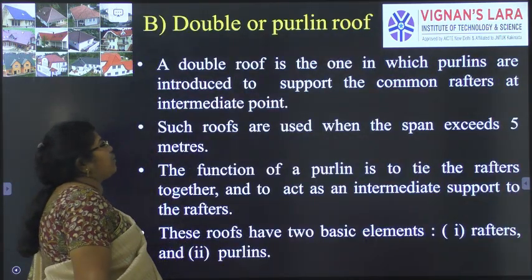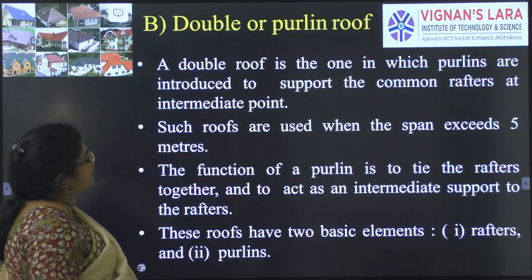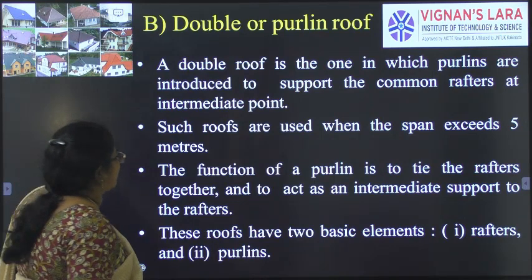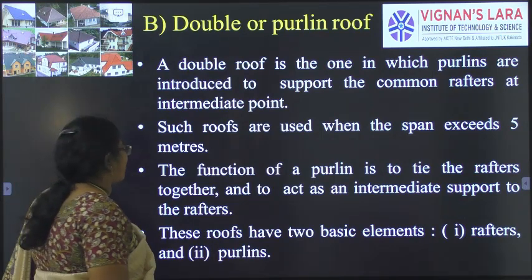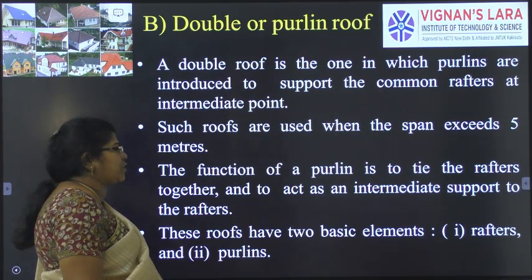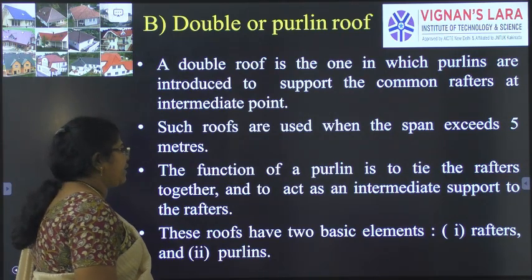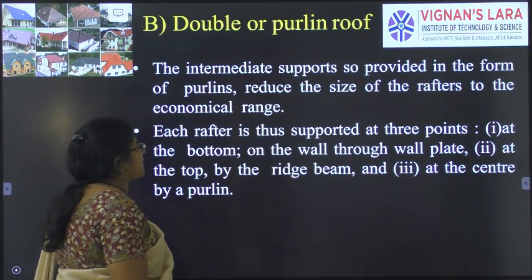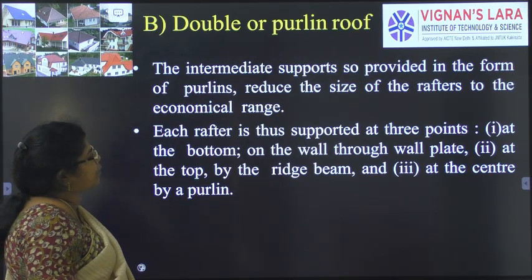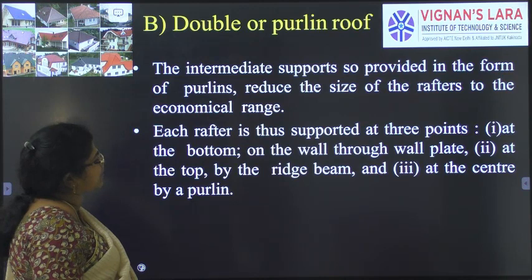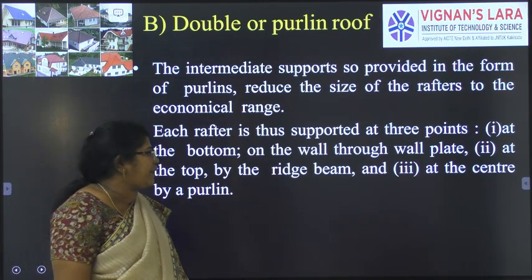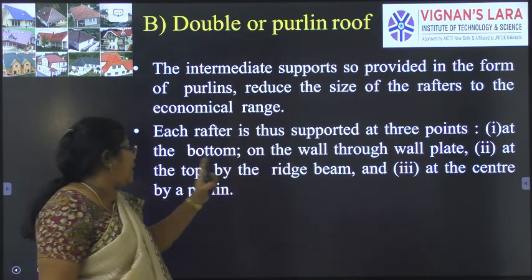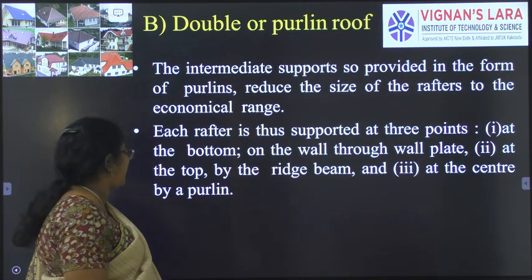The next one is the double or purlin roof. A double roof is one in which purlins are introduced to support the common rafters at intermediate points. Such roofs are used when the spans exceed 5 meters. The function of a purlin is to tie the rafters together and to act as an intermediate support to the rafters. These roofs have two basic elements, rafters and purlins. The intermediate support provided in the form of purlins reduces the size of the rafter to an economical range, and the rafter is supported at 3 points: at the bottom by a wall plate, at the top by the ridge beam, and at the center by a purlin.